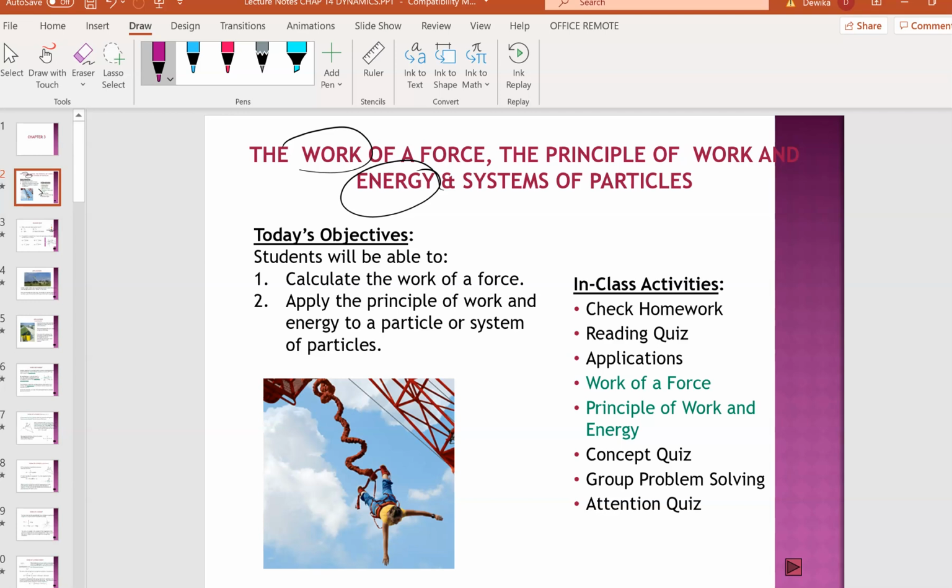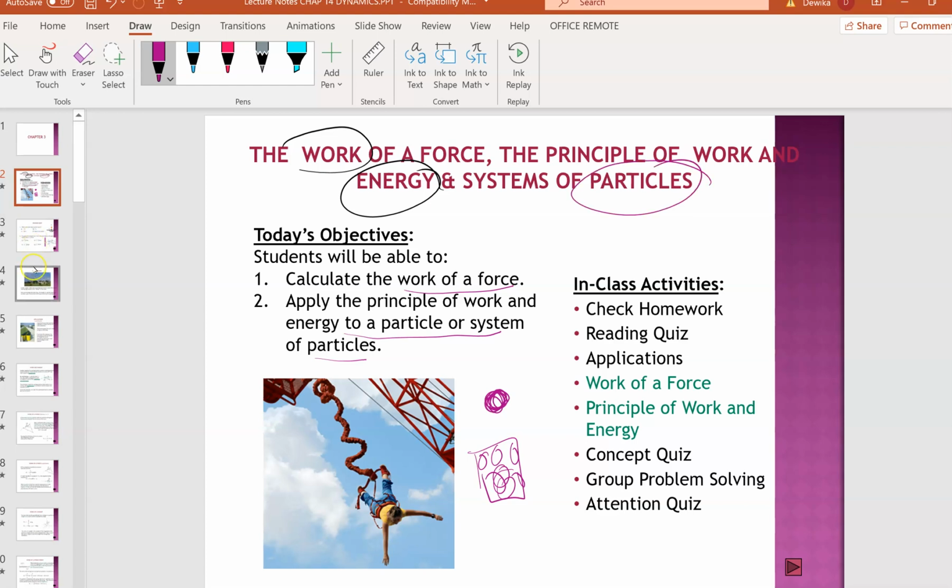At the end, you'll be able to calculate the work of a force and apply the principle of work and energy to a particle or a system of particles. Remember, in the first few chapters we only talk about a single particle. After chapter 16, we will talk about a system which is comprised of many particles. So for the time being, it's only a particle.